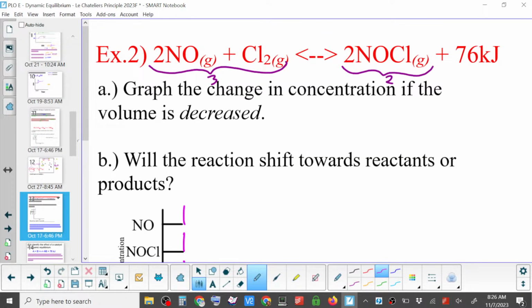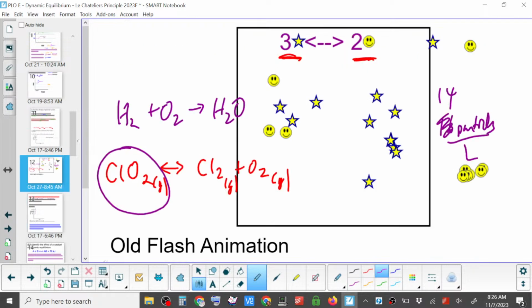Which way is it going to shift? What would reduce that concentration? If we've increased the concentration of the entire system, which way could it shift to reduce the concentration of the system? Could it go both ways? Why to the products? Because there's less molecules. This is our example that I was doing the other day, where we were shifting back and forth, because you just overall get less molecules.